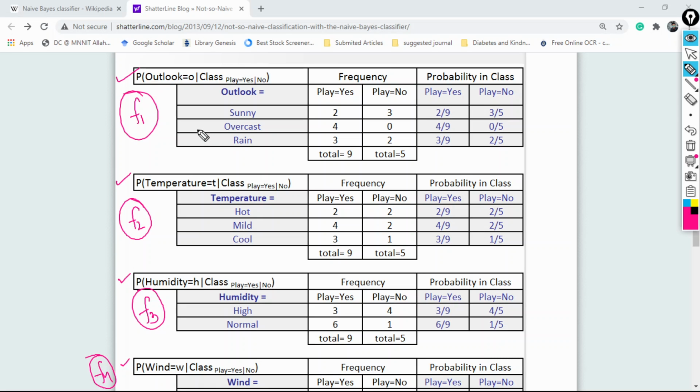First, if you see the outlook feature, we have 3 criteria: the first one is sunny, second is overcast, then the third one is rain. We can simply see this in the table.